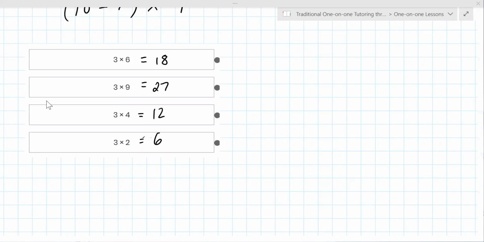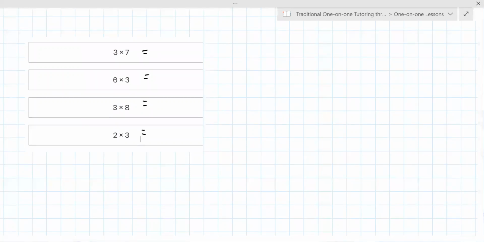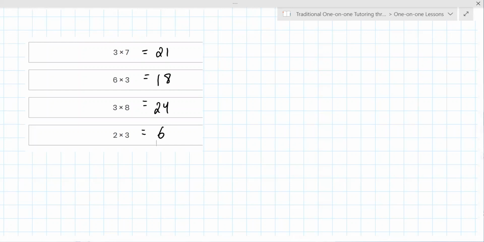Here's some more multiplication for you to look at. It's always good to get a few of these going here. Okay. So 3 times 7, right? Yes. 21. 6 times 3 is 18. Okay, very good. And 3 times 8 is 24. Very good. 2 times 3 is 6. Very good. Well done. Okay, let me look for some problems for us to work on.